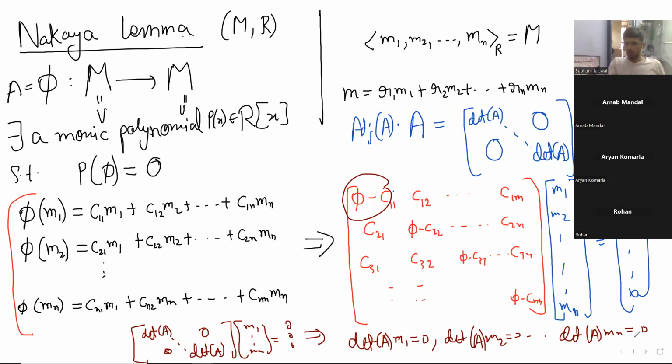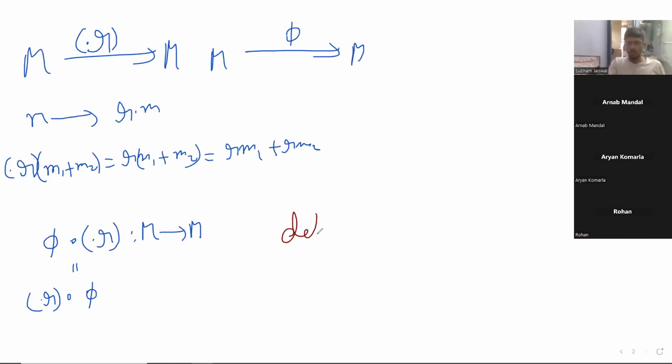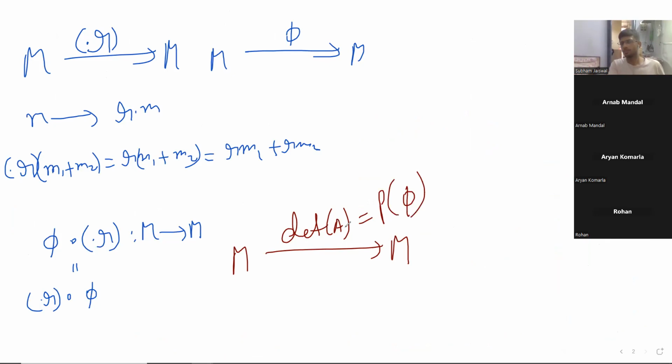Okay. So it means that the determinant of A, which we have just done, that from M to M, is actually the zero function. Right? And it's obviously a polynomial in phi. If some function kills the generators, then it kills everything, as we understand for this linear map. Okay, that is Nakayama.